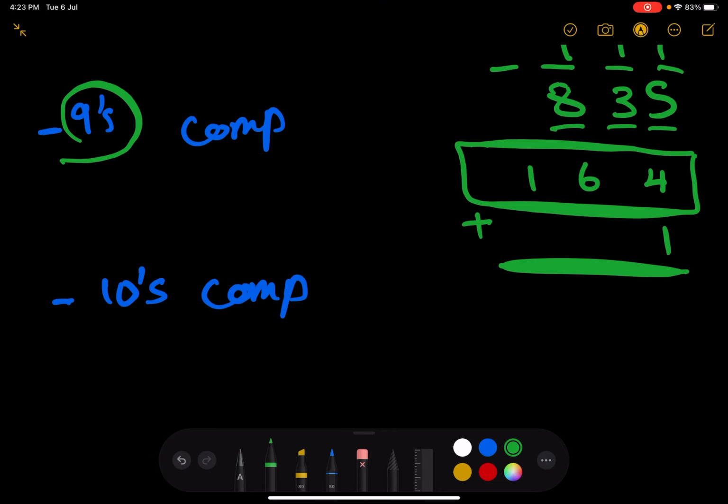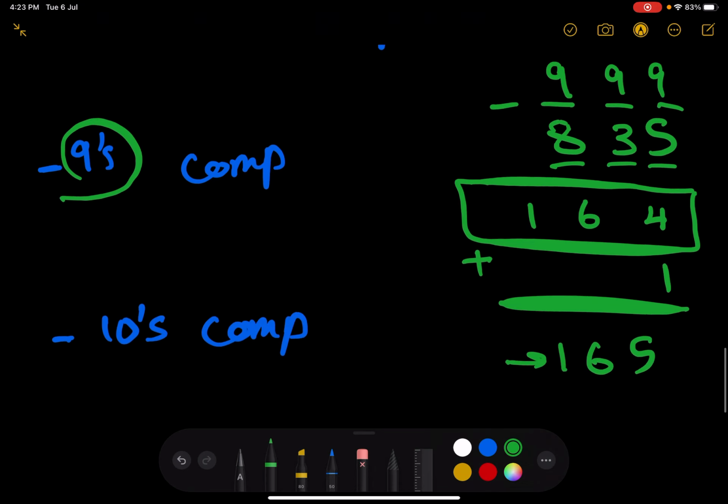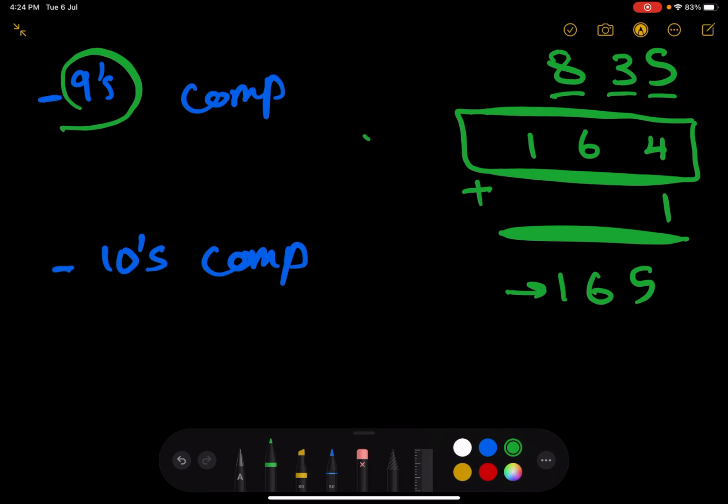Actually it's the same rule, it's the same concept, but you just apply it for different systems. So this one will be 165. So here is our 10's complement for 835, and 164 is our 9's complement. And the same rule you can apply for other systems.